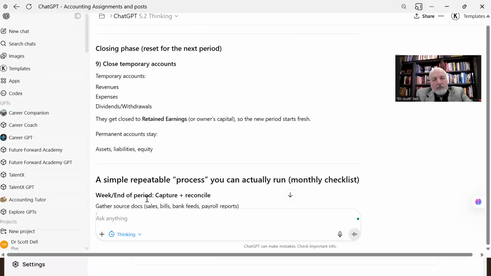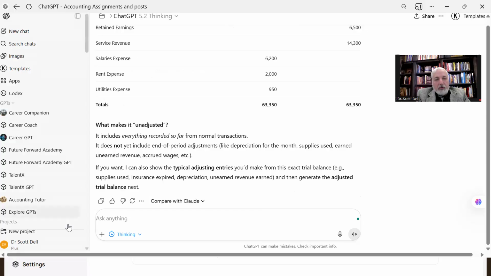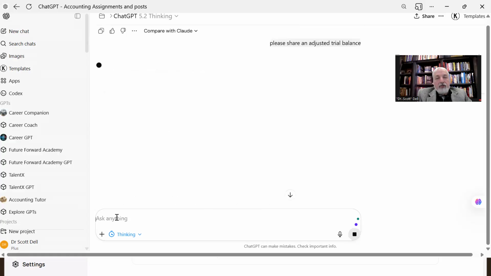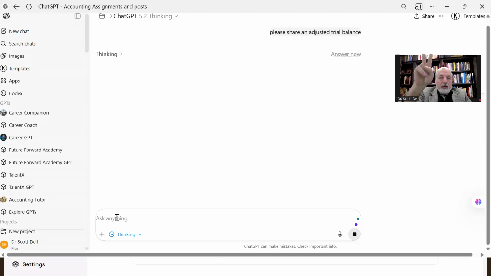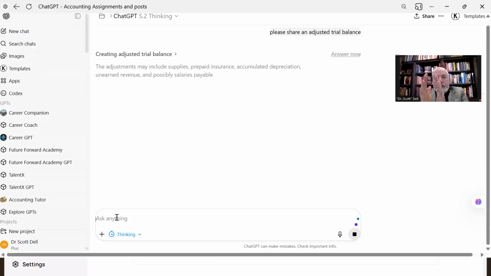And I'm going to ask GPT here in its infinite wisdom, please share an adjusted trial balance. And by the way, just the names of the accounts in that first column happen to be called the chart of accounts. And then to get the trial balance, we get the debit or credit balances in the next column to go with that. And now we have a trial balance unadjusted. We then have another column for our AJEs, our adjusting journal entries. And then we tie those across.